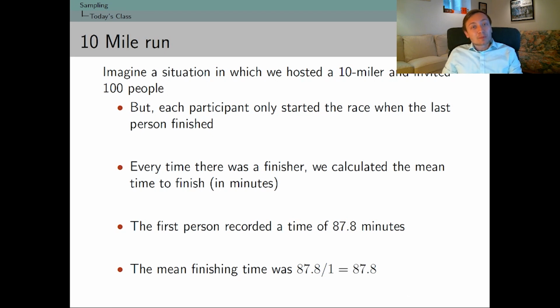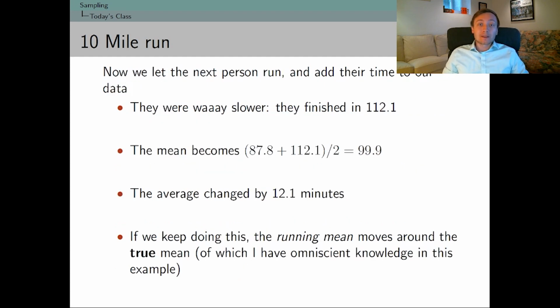Now, of course, that's probably a pretty bad estimate because we've only collected data from one person. If we got a second person in there and they finished much slower, we would see that difference, right? This person finished 20-plus minutes slower than the previous person. We can see that calculating the mean among those two people actually substantially changes our mean estimate by over 12 minutes.